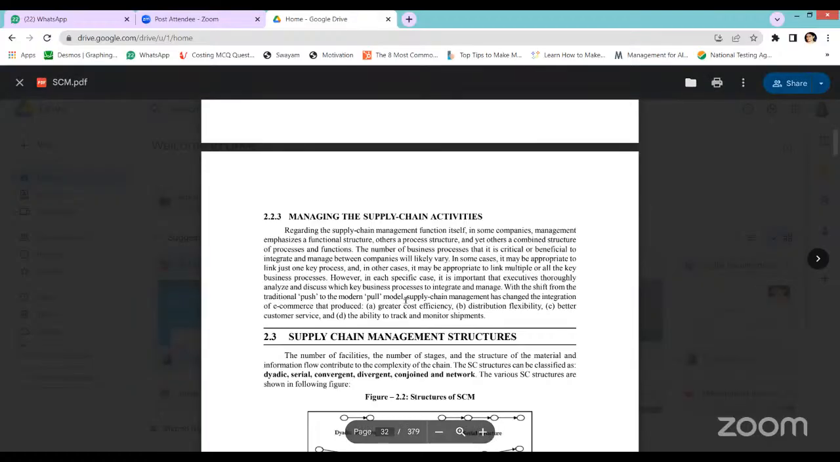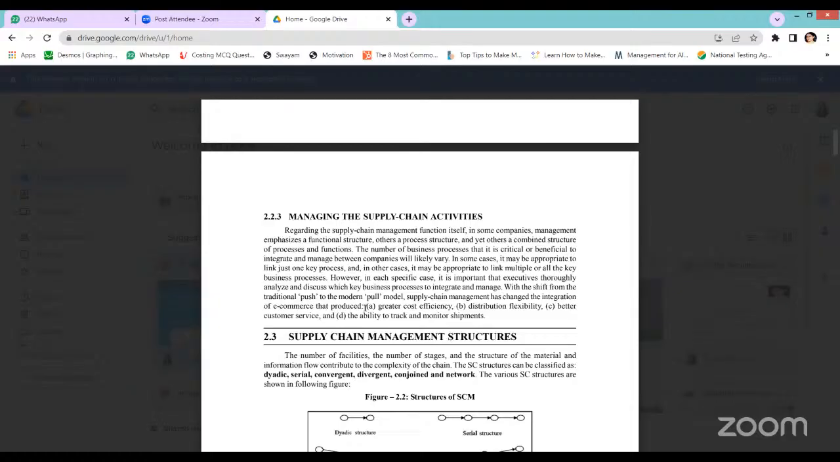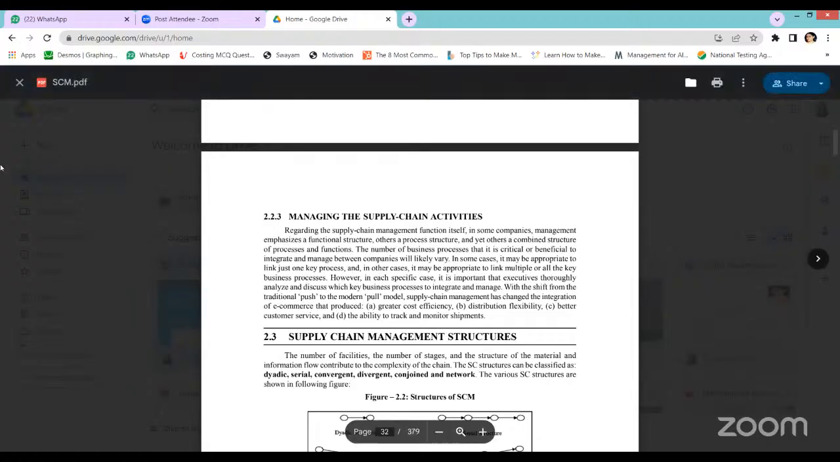From the traditional push to the modern pull model, supply chain management has changed with the integration of e-commerce and produced greater cost efficiency. Finally, it manages cost efficiently, makes the distribution system flexible, provides better customer service, and is better able to track and monitor its shipments. This is what the supply chain management activities involve, by integrating all those activities, whether horizontal or vertical or a combination of the structures.